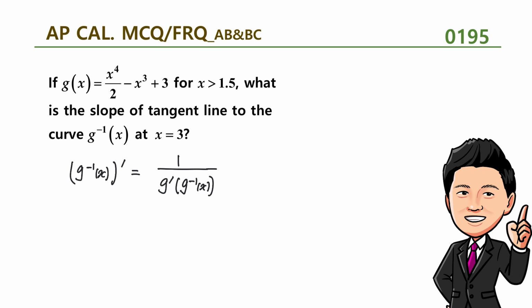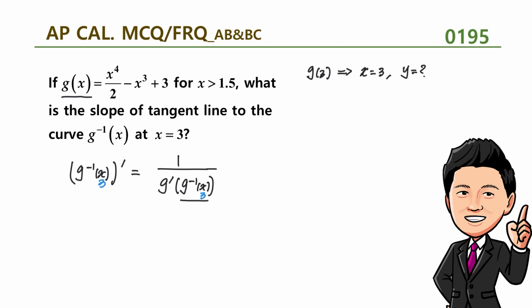And we have to find the derivative at x equal to 3, so we're going to substitute 3 here, and 3 here. The first thing we have to do is find the value of g inverse of 3. What is g of 3 when the g function is given? G of 3 is asking us to find the value of y when x is equal to 3.